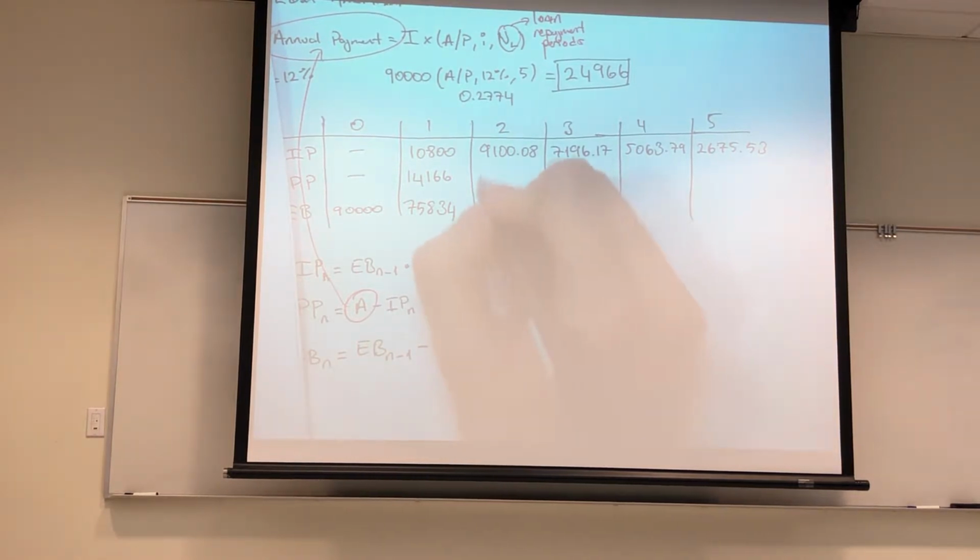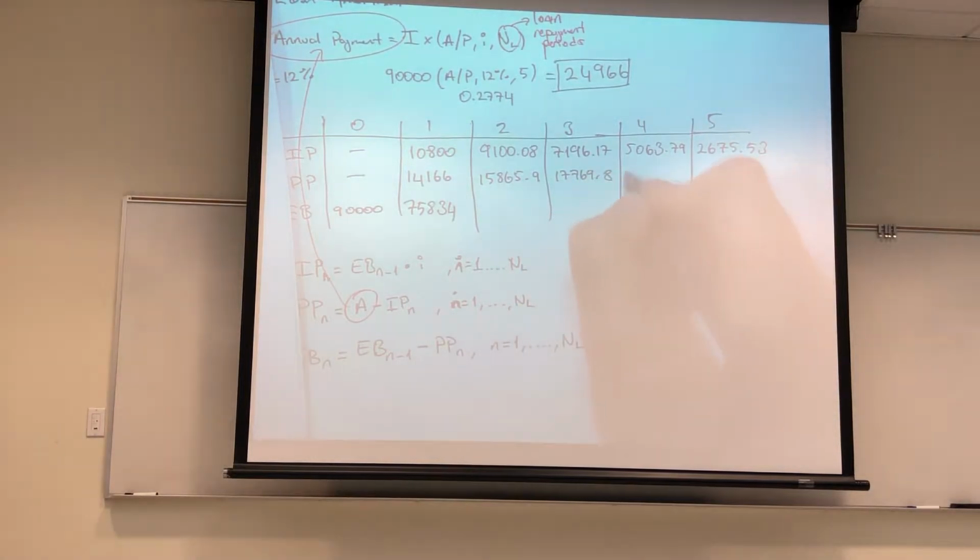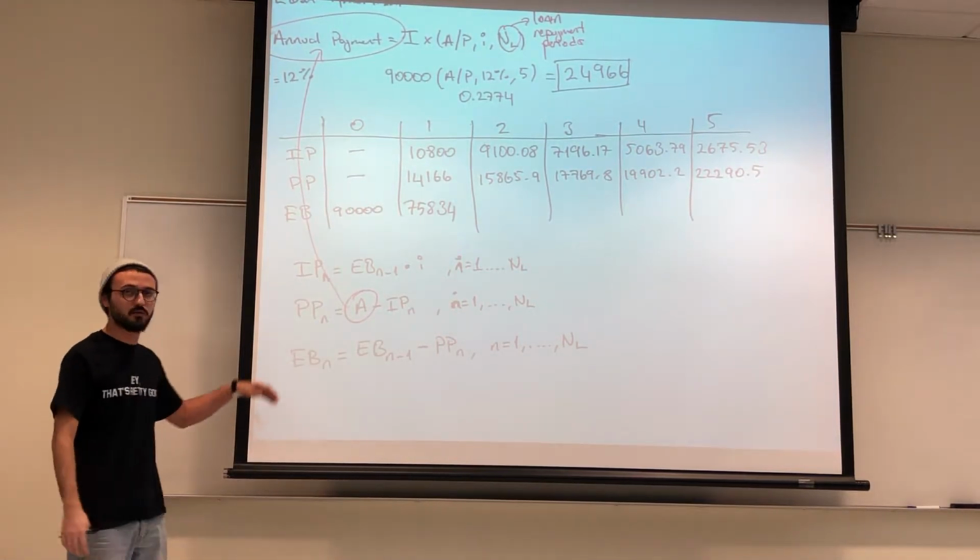Principal payment of 15,865.09, 17,769.08, 7,905. Okay, so first checkup here is you're gonna do this on your own.